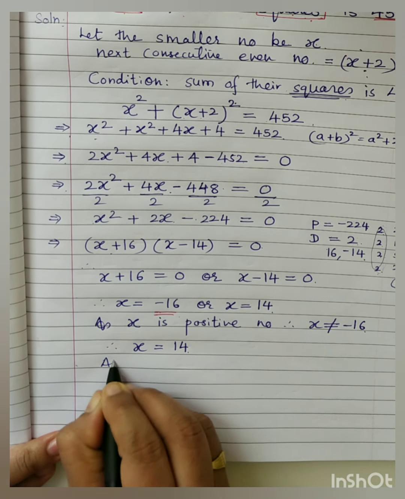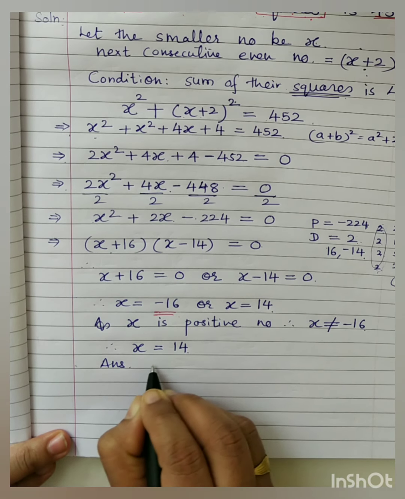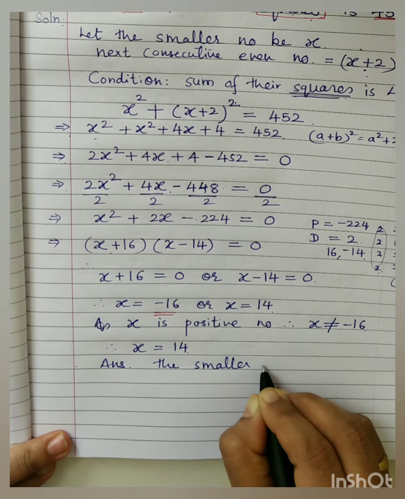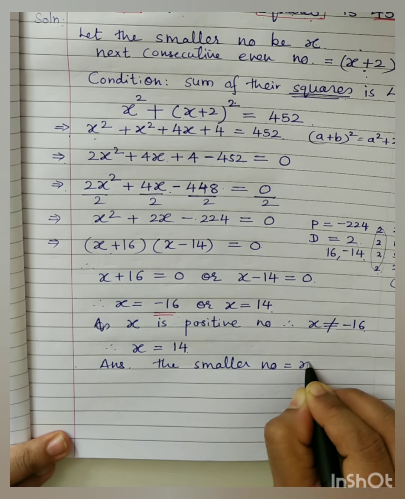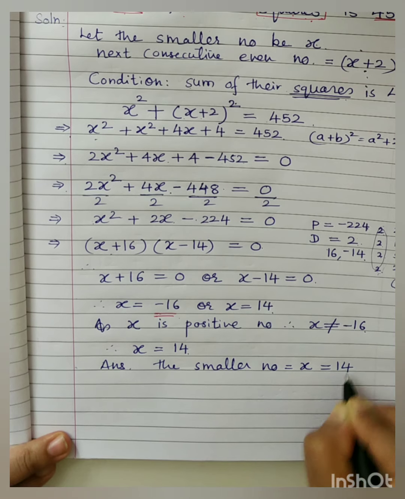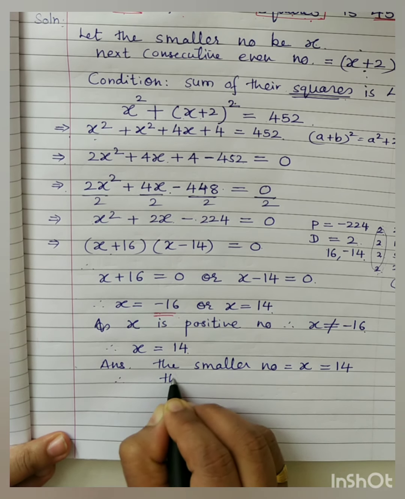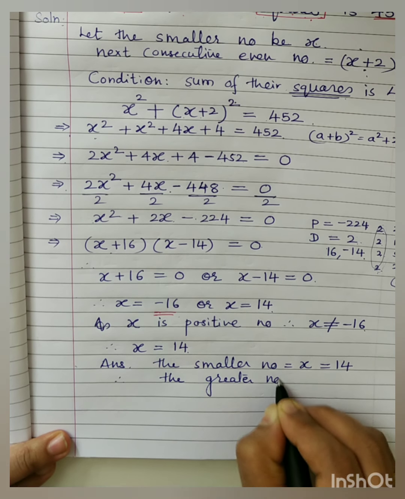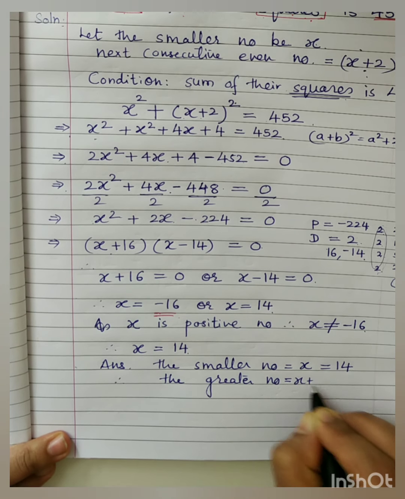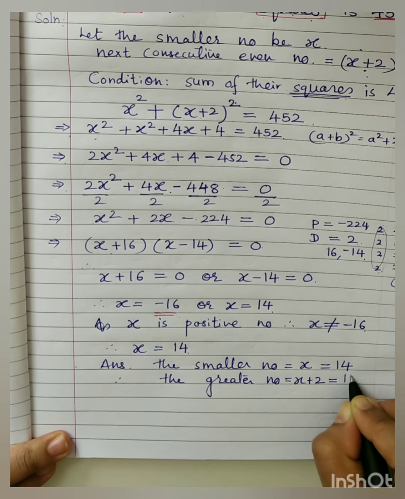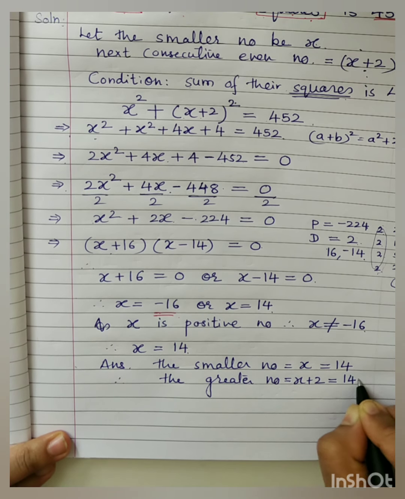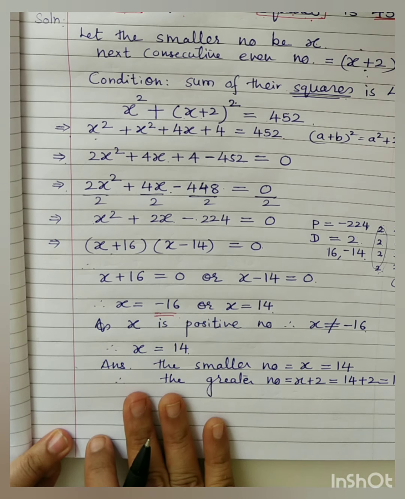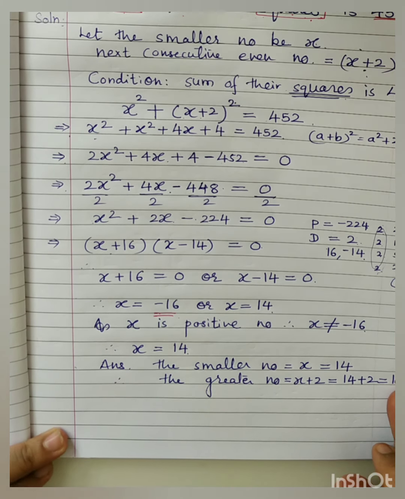What will be our answer? The smaller number, which was assumed as x, is 14. Therefore, the greater number, which was assumed as x plus 2, will be what? X plus 2 means 14 plus 2, which is equal to 16. So what our required numbers are? 14 and 16. You can check.